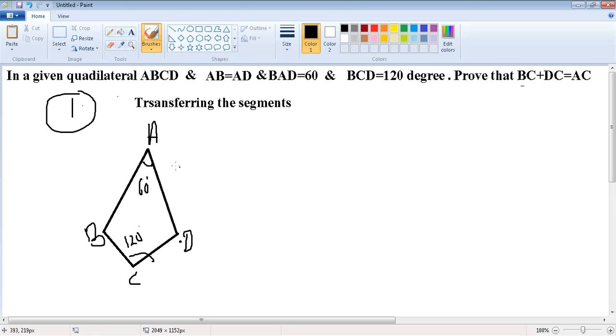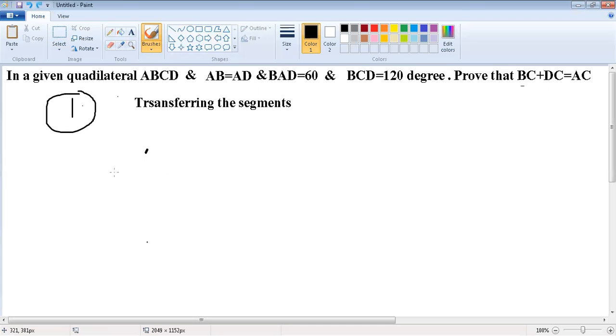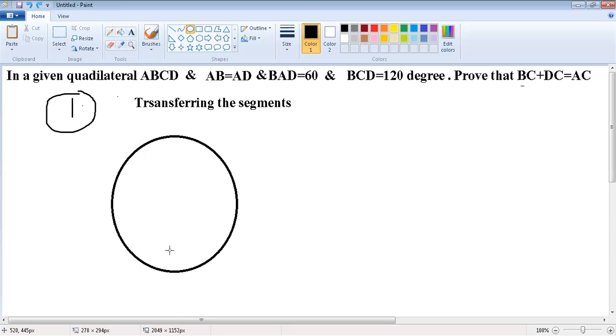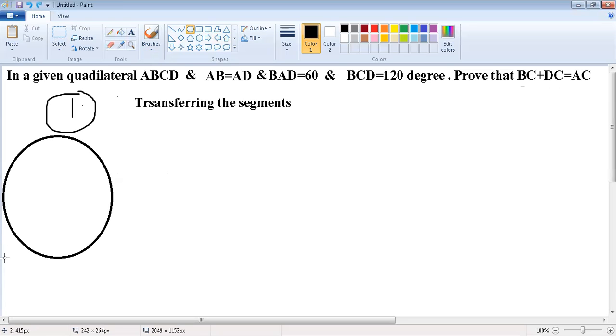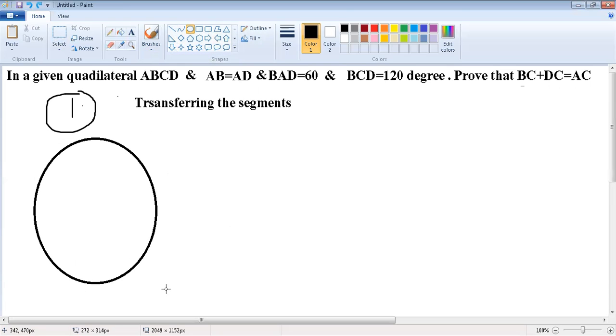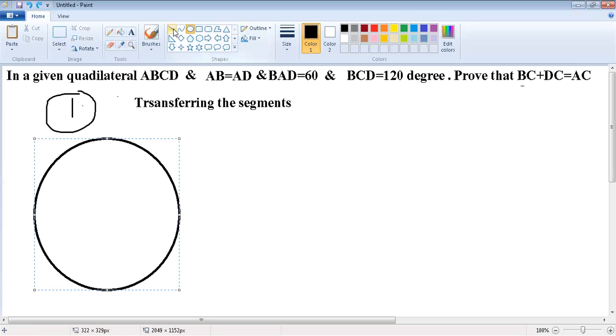Now, as known from the property of quadrilaterals, it is clear that this quadrilateral is a cyclic quadrilateral because the opposite angles sum up to 180 degrees. So let's draw this quadrilateral in a circle so that some properties of circle might help us in proving the result. So here is our desired circle. Let me draw a bigger circle. I think this should be okay.